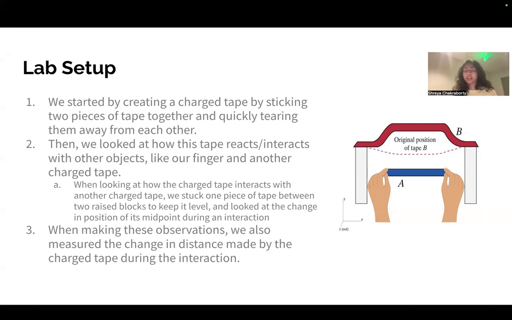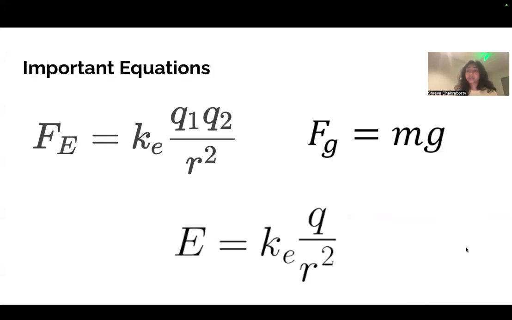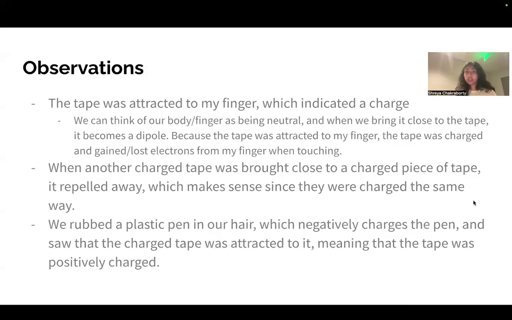And we found that there's a slight change in position that happens due to a force caused by another charged tape acting on said tape. When that happens, we decided to record that change in distance and use that for a bunch of calculations. So here are some of the important equations we've used throughout this lab. Intuitively, the force of gravity is acting on the tape that we used in our previous setup. And then we also have the electric force formula and the electric field formula as well.